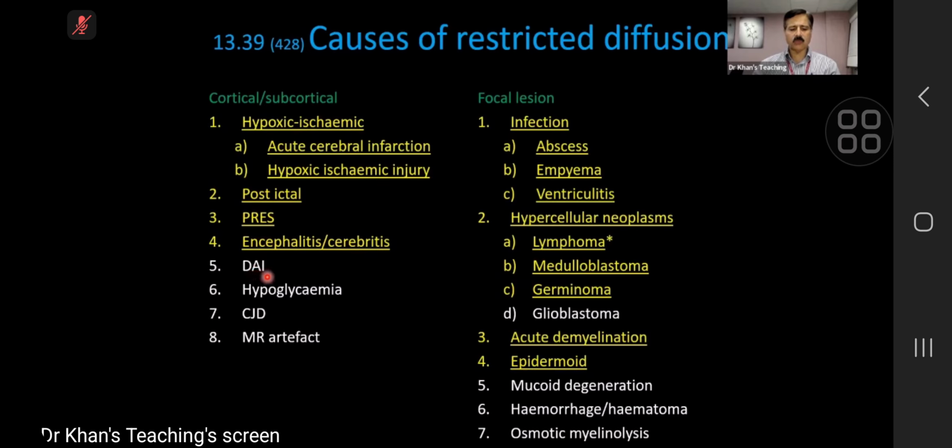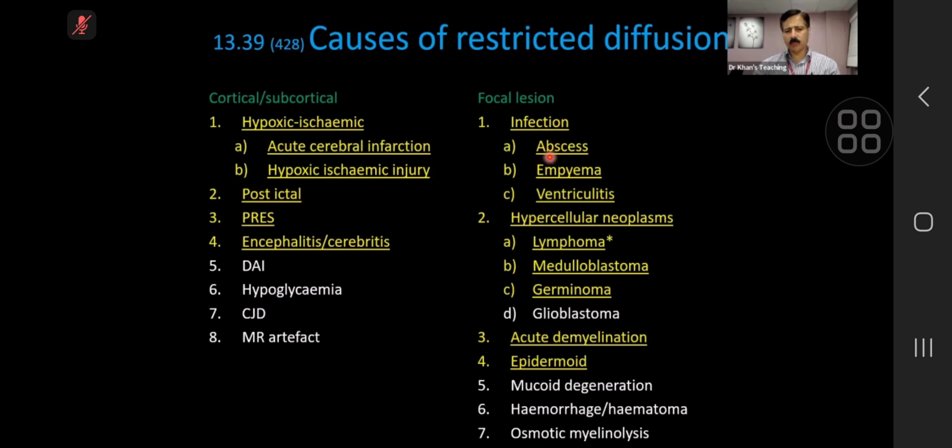Diffuse axonal injury is very important. Now, diffuse axonal injury has come in the exam many a times. I'll show you shortly, but not on a DWI. The problem is that usually nobody will do a trauma scan with DWI; they will show you diffuse axonal injury with micro hemorrhages or high signal on T2. So not for DWI. And CJD, etc., very important in your clinical practice, but not for your exam. It's a bit too much for the exam.